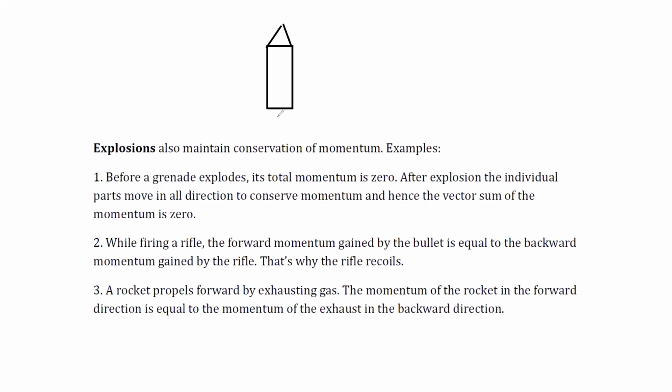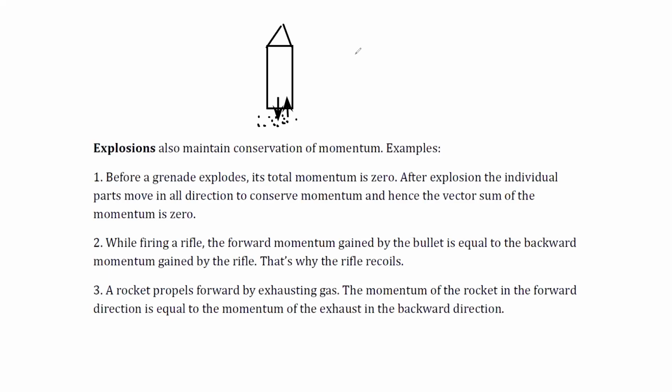Due to combustion, due to burning, what happened? The exhaust gases are coming out. According to Newton's third law, there will be a force by the rocket on the exhaust gases, and as a result, the exhaust gases will also exert a force on the rocket. This is a conservation of momentum as well, because if the initial momentum of the rocket is 0, the final momentum should be 0.